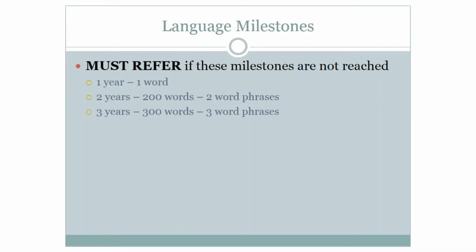And a basic rule of thumb is that a child that is a year of age should have at least one word in their vocabulary besides mama and dada. A kid that is 2 years of age should have 2 word phrases and a minimum of 200 words in their vocabulary. And a kid that is 3 years old should have 3 word phrases minimum and a minimum of 300 words in their vocabulary. If they don't, they are in deep trouble.